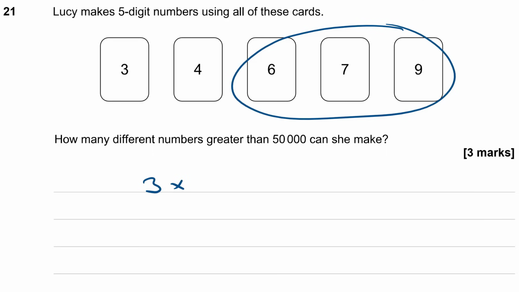For her second selection, it doesn't matter which one of those 6, 7 or 9 she picks, she'll have 4 other choices for her next digit number. Then she'll have 3 choices for her next digit, and 2 and then 1. So the total number of selections that she's got is going to be 3 times 4 times 3 times 2 times 1, which is 72 choices.